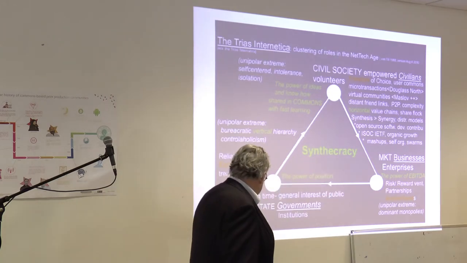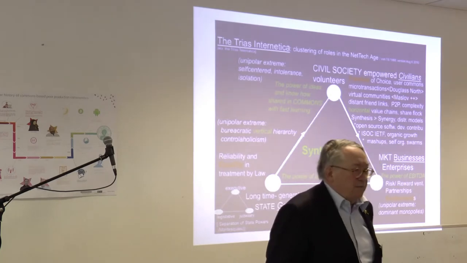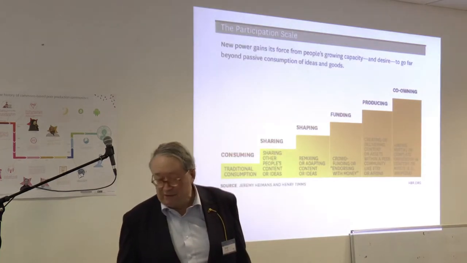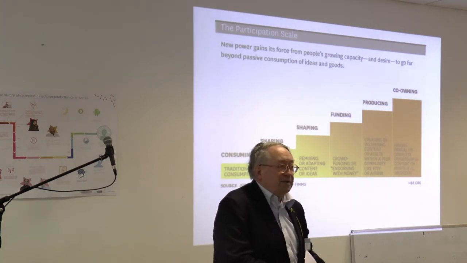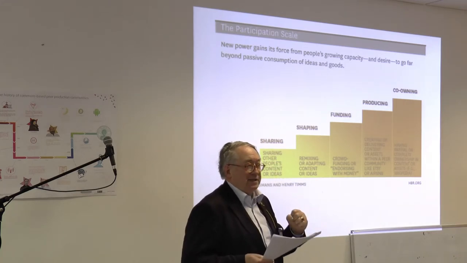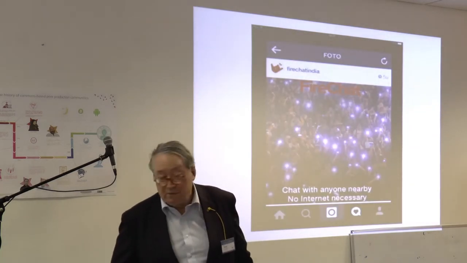We have to build up that, and that's the third corner of the trias internetica. It's not the trias from Montesquieu. This is a new one, and you can read it later. It's on the user side. It's on the demand side. They are getting organized. And you can read this article in the Harvard Business Review.